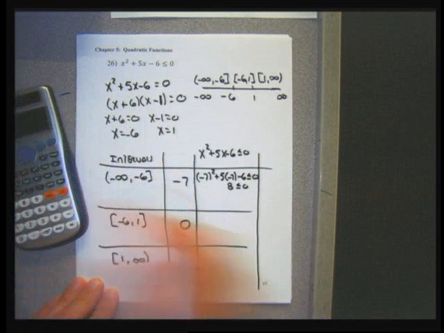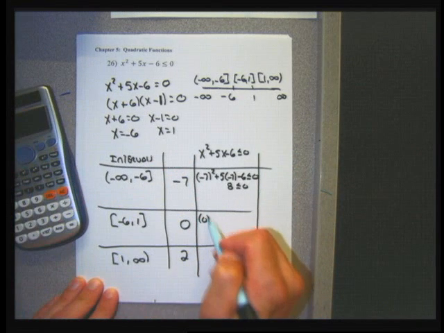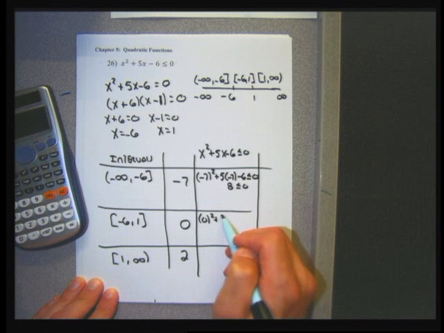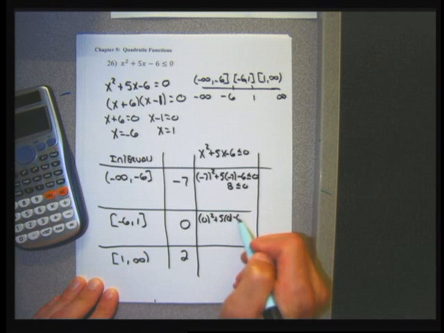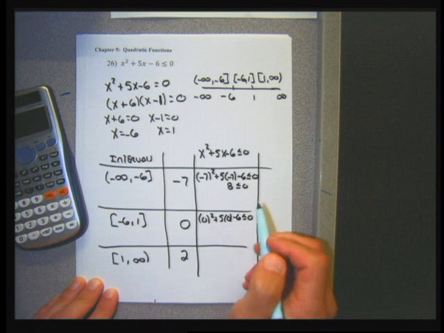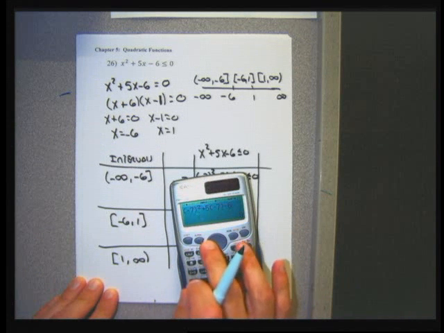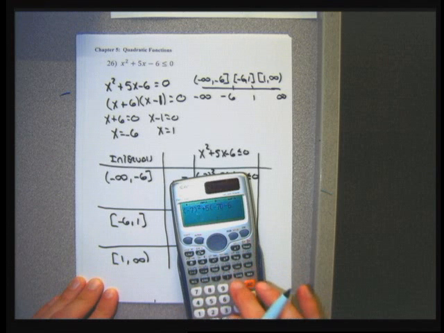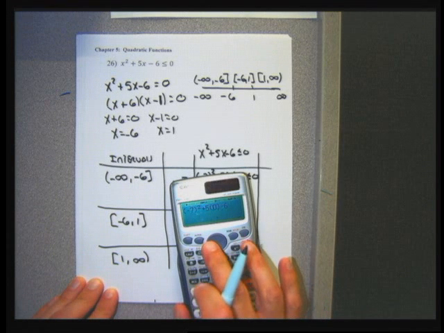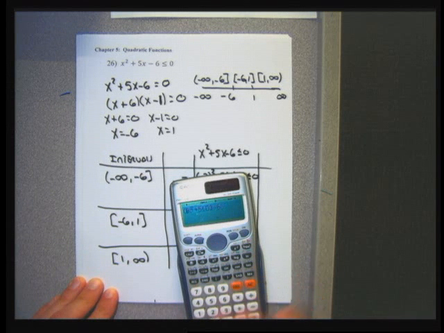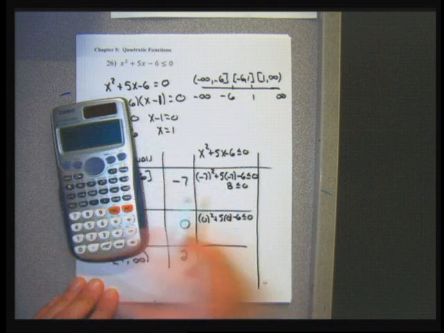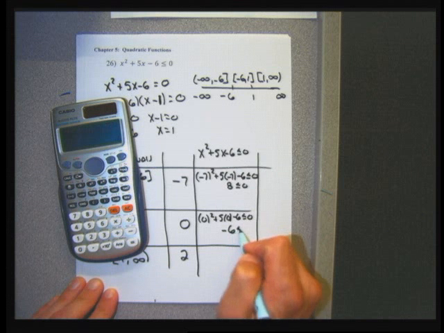The next one I'm going to do 0 squared plus 5 times 0 minus 6 is less than or equal to 0. Easy to do on my calculator because I'm just going to back arrow now. Back, back, back, get to the negative 7, delete, delete, type a 0. Go back again, get to the negative 7, delete, delete, type a 0. That's what I was wanting to enter, and that gives me negative 6 is less than or equal to 0.